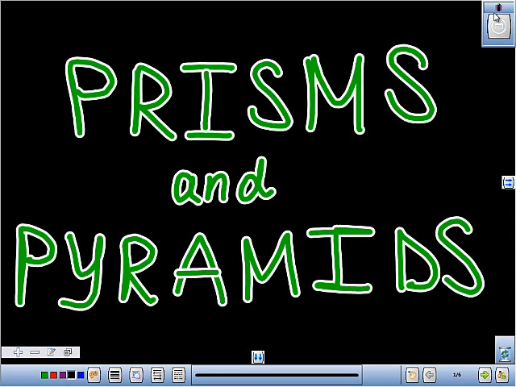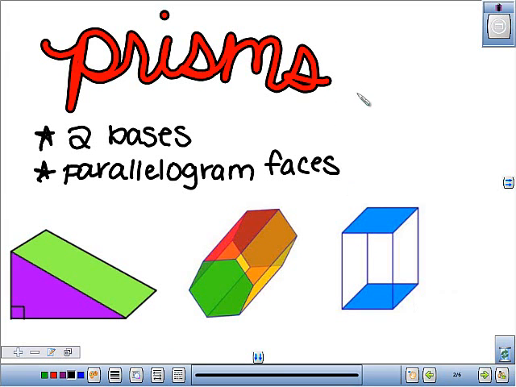Okay, we're going to be discussing prisms and pyramids in this video, and again we're going to be talking about volume and surface area of these 3D figures or polyhedrons.